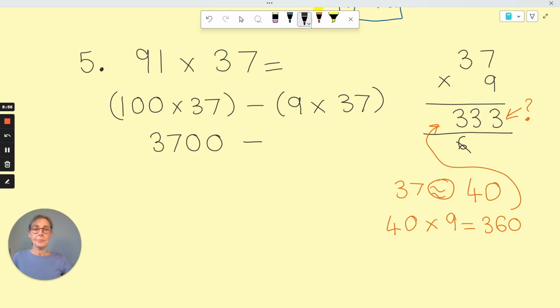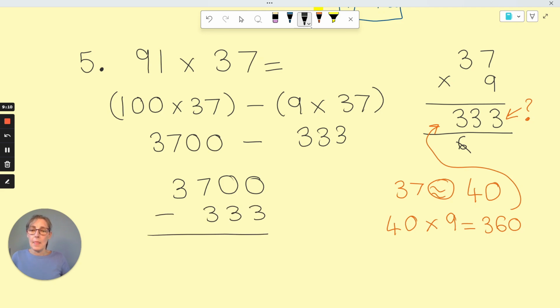Okay, so take away 333. So we're going to do that now. 3,700 take away 333. I've got 2 zeros, so I need to jump to the 7. Cross it out, turn it into a 6, carry 1. Cross it out, turn it into a 9, carry 1. 10 take away 3 is 7. 9 take away 3 is 6. 6 take away 3 is 3. 3 take away, there's not a digit there, is 3.